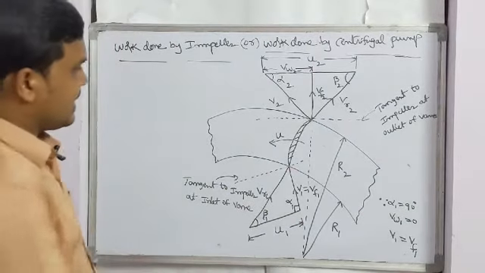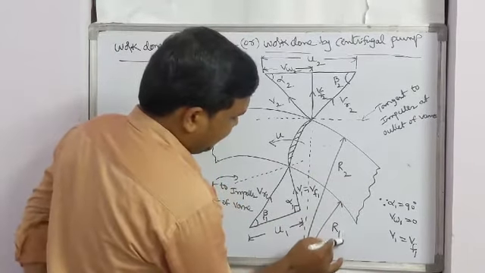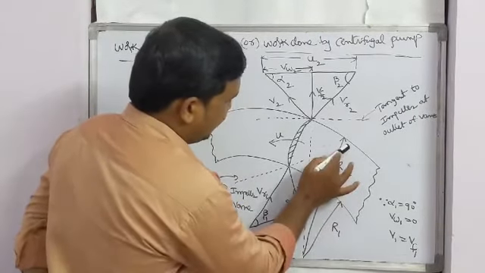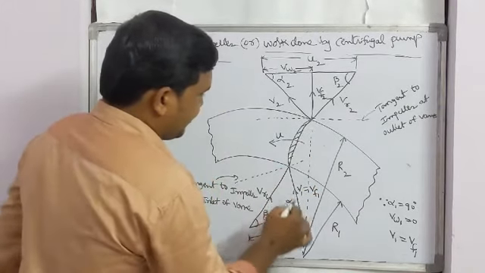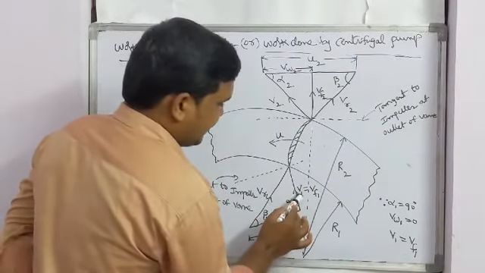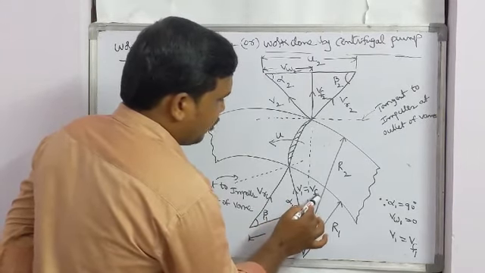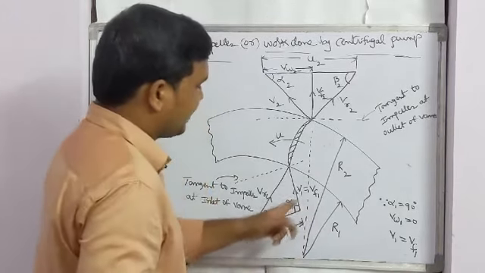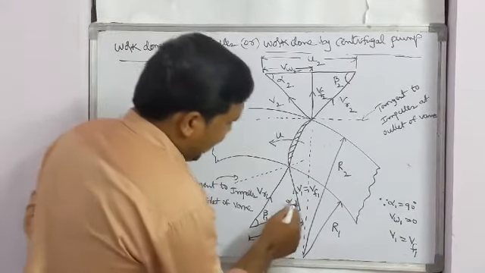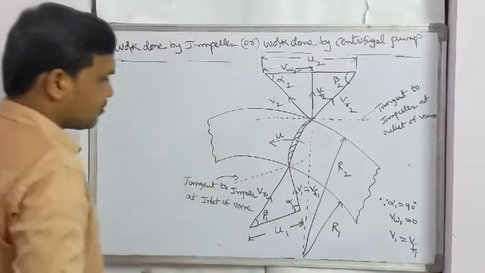This is the inlet, and this is the impeller I am taking, with inner radius R1 and outer radius R2 of the impeller blade. When the water enters in the axial direction, V1 is at 90 degrees and is measured as the flow velocity. Therefore the flow velocity and absolute velocity will be the same. This is the angle made when water enters the impeller.